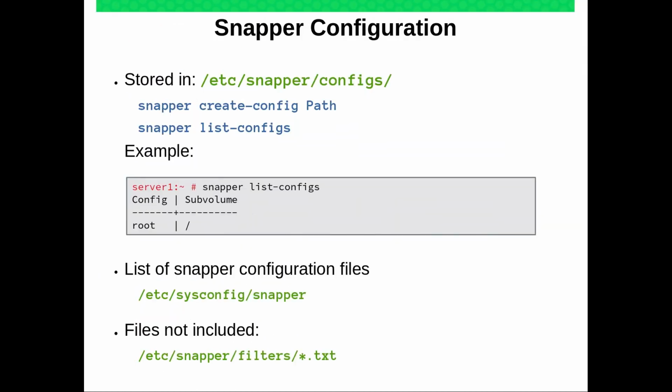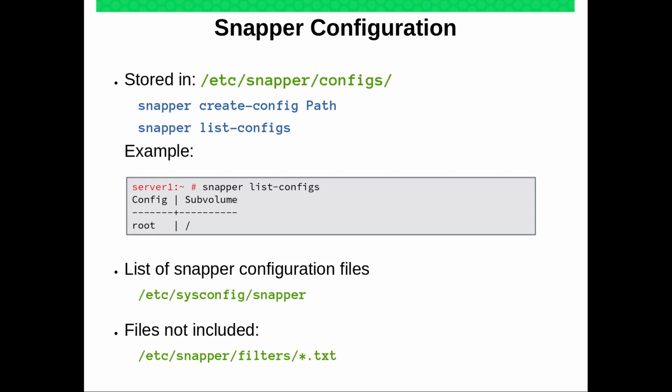So let's talk about the configuration of Snapper itself. In the etc directory, there is a snapper subdirectory with a configs subdirectory of that. If you were to use various tools, the snapper tool from the command line is listed here with create-config and the path you want to create a configuration for, and it will generate one for you. We can also list the configuration options there as well, and there is an example for the root volume.